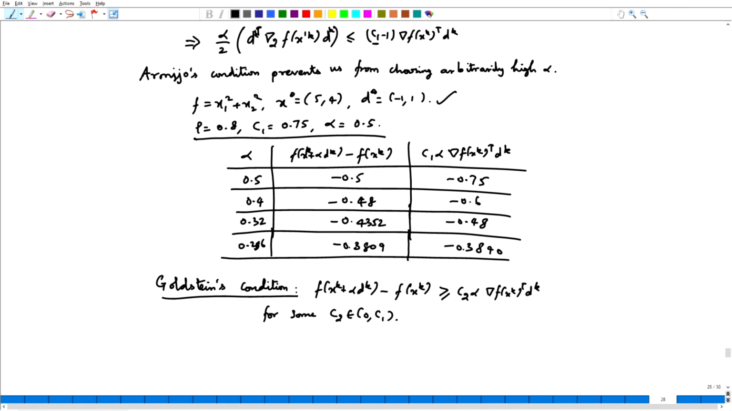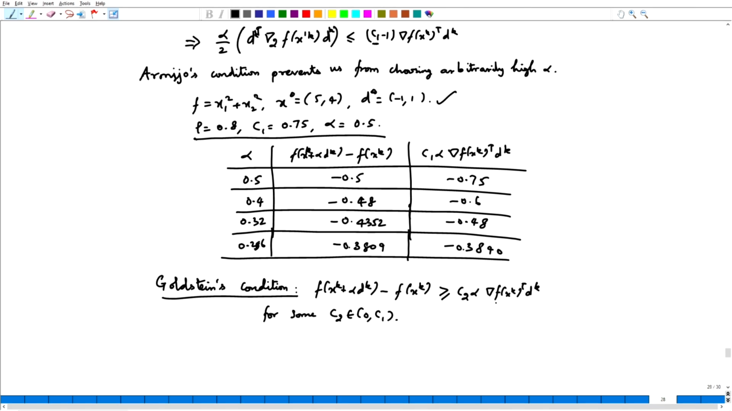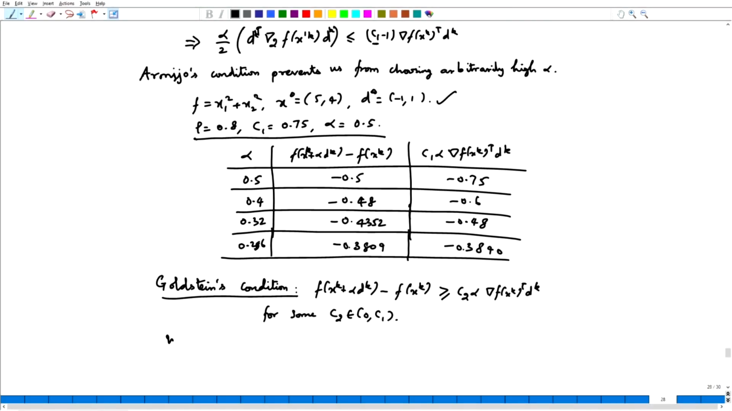So, you can see that the condition for Armijo and Goldstein is just, instead of the left hand side being less than or equal to C 1 into something, it is greater than or equal to C 2 into the same quantity. C 2 needs to be positive and it must be chosen to be strictly less than C 1. That is Goldstein's condition. And you also have Wolfe's condition.